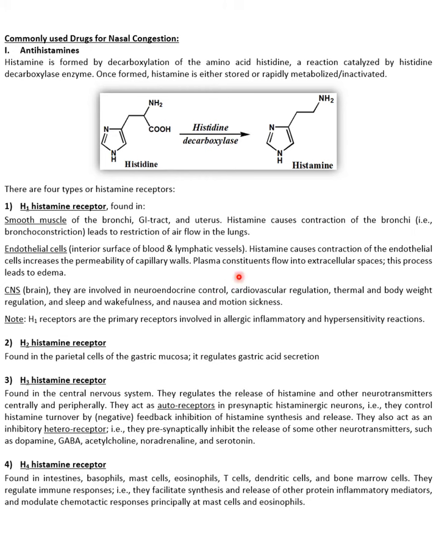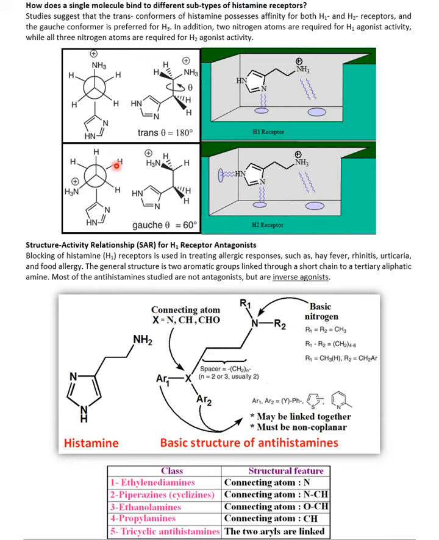Before we move into the next slide, in the next slide we'll explain how one histamine molecule is able to bind to these 4 different types. Okay, so how can one molecule bind into these 4 types of receptors?